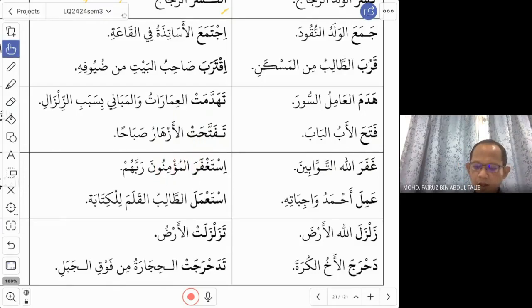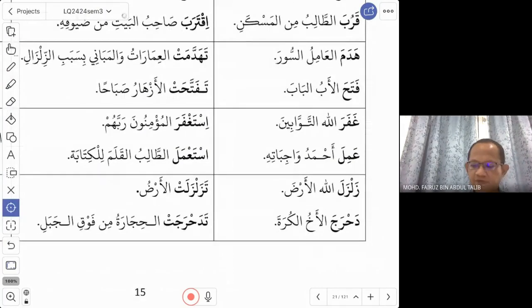Now, we go to the next word, which is ghafara. Ghafara, three letter fi'il, so this is fi'il mujarrad. Ghafara Allahu at-tawabin. Allah forgave. So ghafara is to forgive. Allah forgave those who repent. Those who do tawbah, we call him tawab. Tawab means those who do lots of tawbah, not just one time. He repents many times, several times a day. So you call it tawabin. Inna Allaha yuhibbu at-tawabin. Allah loves those who repent always. So at-tawabin, to forgive, ghafara.